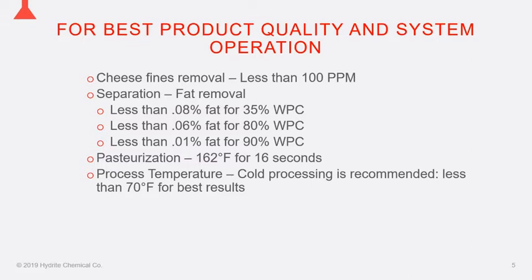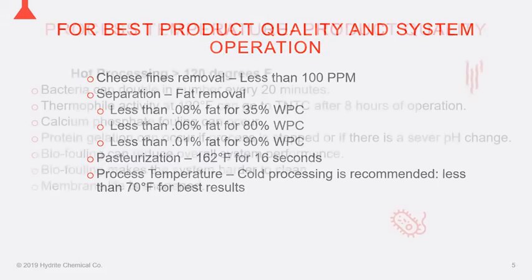Pasteurization, again, ensuring the products are pasteurized up front helps knock down or control micro. So ensuring pasteurization, we're talking about 162 degrees for 16 seconds. And operating systems cold is always best, trying to keep them below 70 degrees. Some systems are mandated to operate at that level, and some are not.